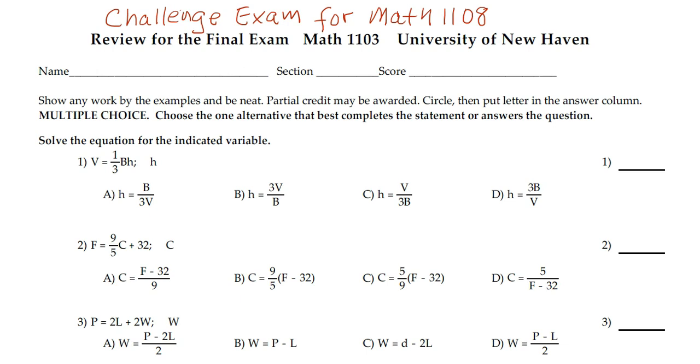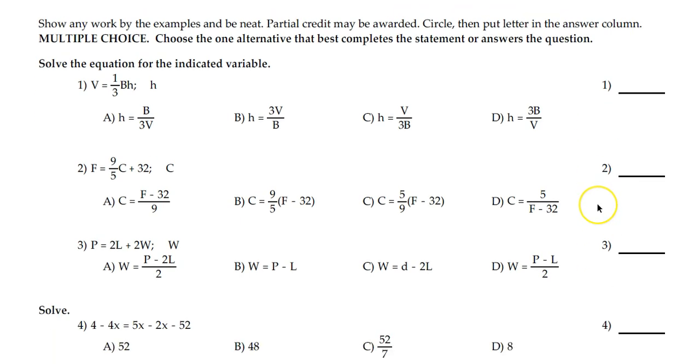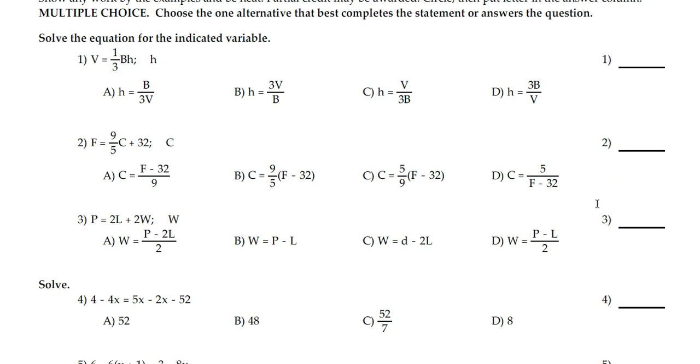So the strategy for this will be to write the question down. Now it's in the form of multiple choice, but you want a strategy to be able to get to the answer. So for number 1, you've written this down, and I'll write it again here.